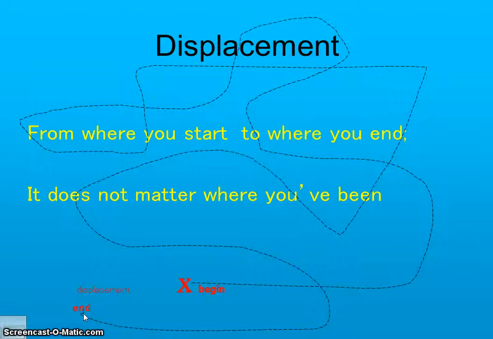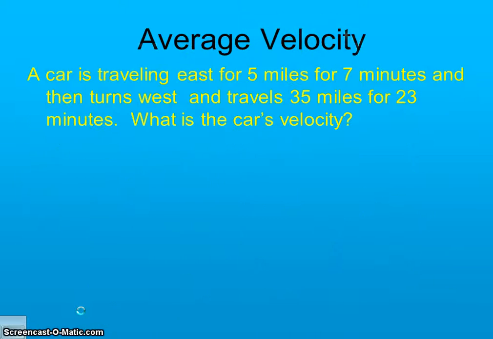Now if you were to do distance, you would have to add up all that stuff. But when you're talking about displacement, you're talking from here to here. That's where you started, and this is where you ended. From where you start to where you end, it does not matter where you've been. So it's just this line right here. That would be your displacement. You would just measure from here to here. Makes it a lot easier, doesn't it? So don't write off learning something new with displacement. A lot of times it can make things a lot easier.